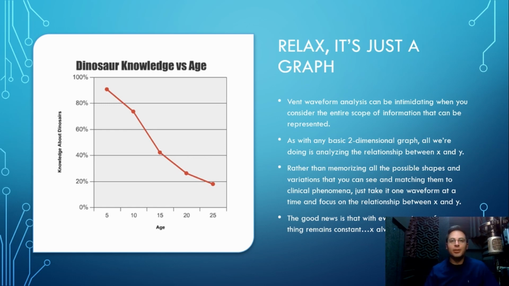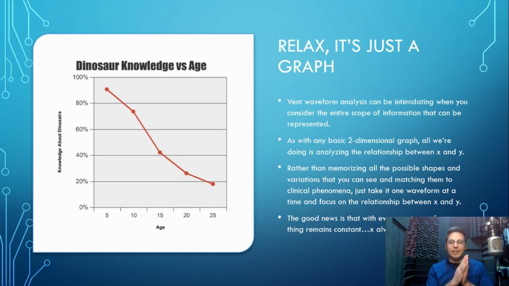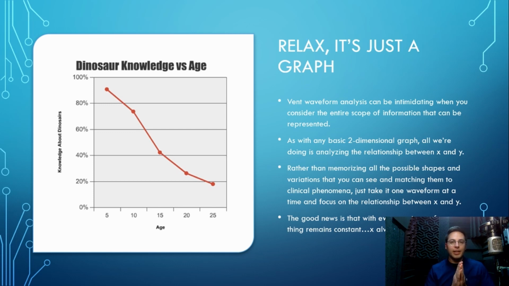In trying to learn about waveforms before, I fell into a trap that made it more difficult for me. I tried to memorize visually what all the different loops and waveforms might look like under different circumstances, and it's just impossible for my mind to hang on to all this stuff. So I find it's easier, rather than memorizing all of the possible shapes and variations, to just take it one waveform at a time and focus on that relationship between X and Y.